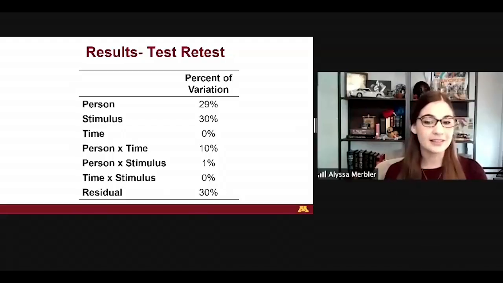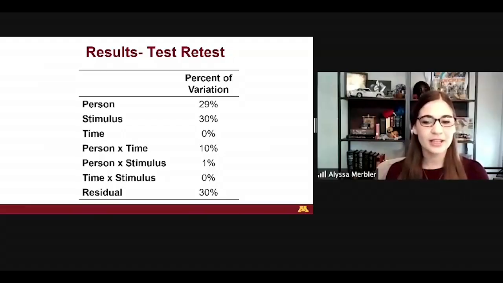We don't see any systematic variation in reactivity between time 1 and time 2, which we would expect to be lower absent because we aren't introducing an intervention. 10% of the variance is accounted for by the person by time. This could be factors such as day of mood differences, health changes between time 1 and time 2, or other unknown factors that affect reactivity. And again, we do expect some variation in the source. We don't expect everybody to react exactly the same across time.